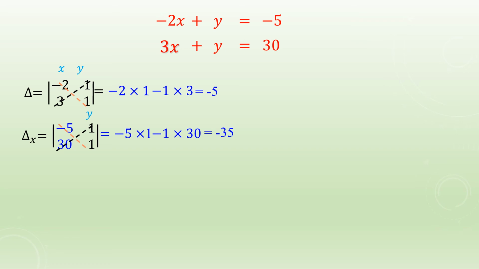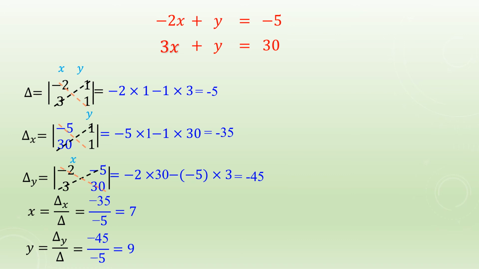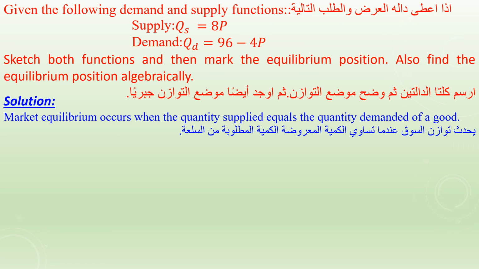We need to find delta y. I put x, the coefficients of x, negative 2 and 3, and replace the coefficients of y with the constants, negative 5 and 30. Then negative 2 multiplied by 30 minus negative 5 multiplied by 3 equals negative 45. Then x equals delta x over delta, negative 35 over negative 5, equals 7. y equals delta y over delta, negative 45 over negative 5, equals 9. Yes, this is the same answer in the same problem.